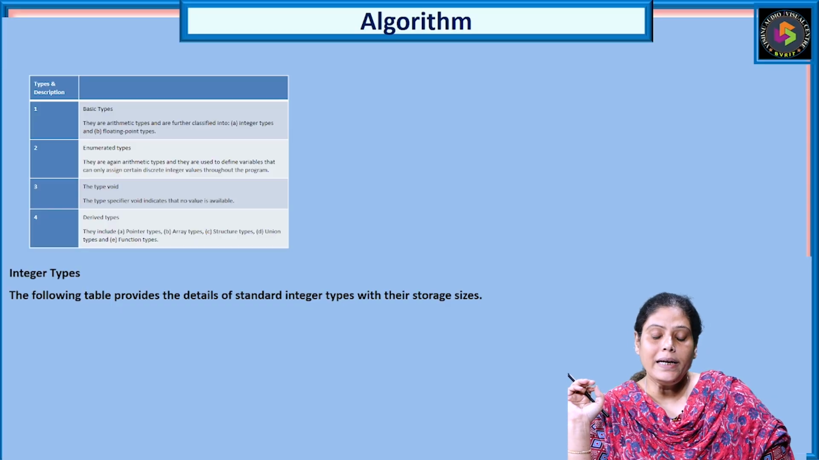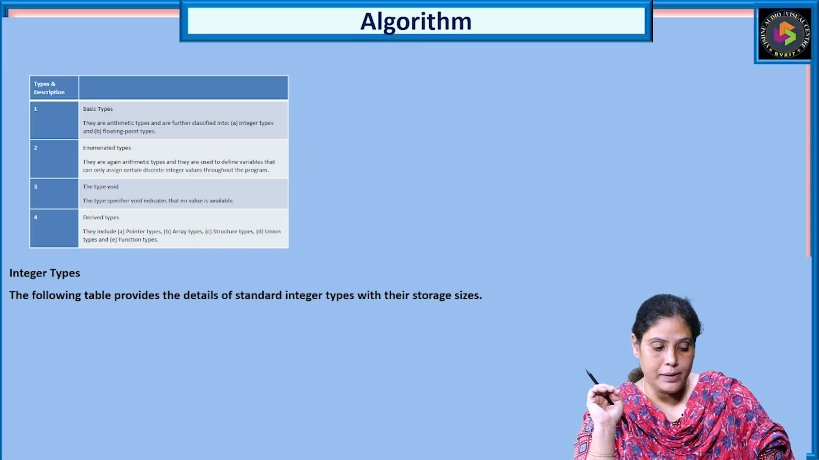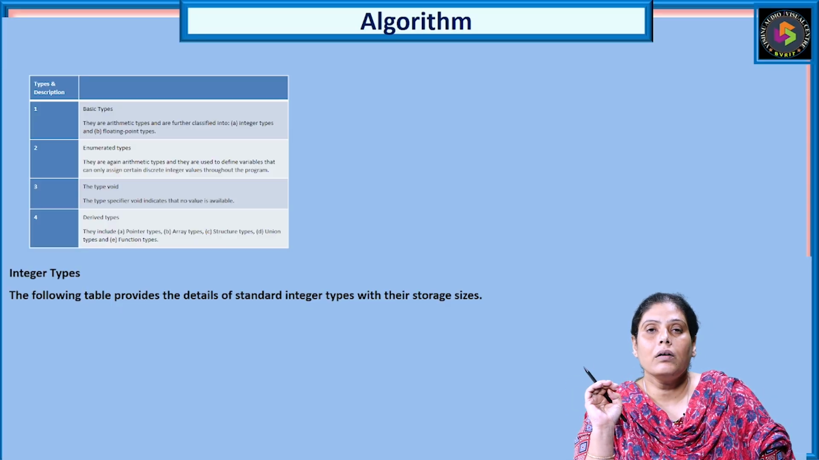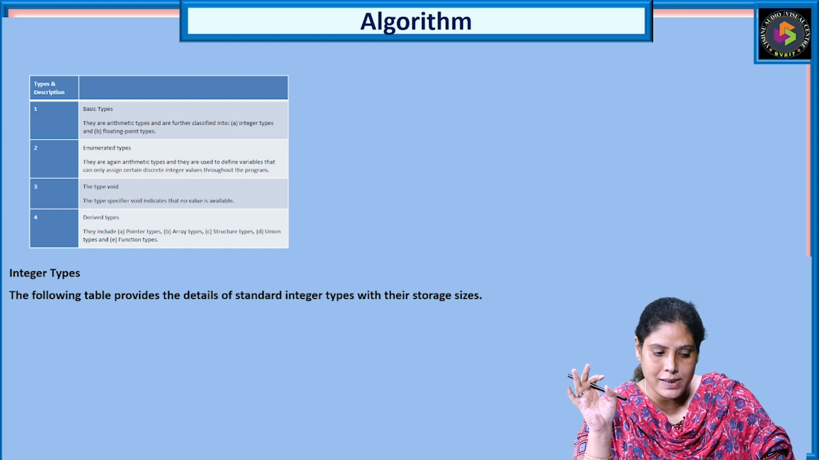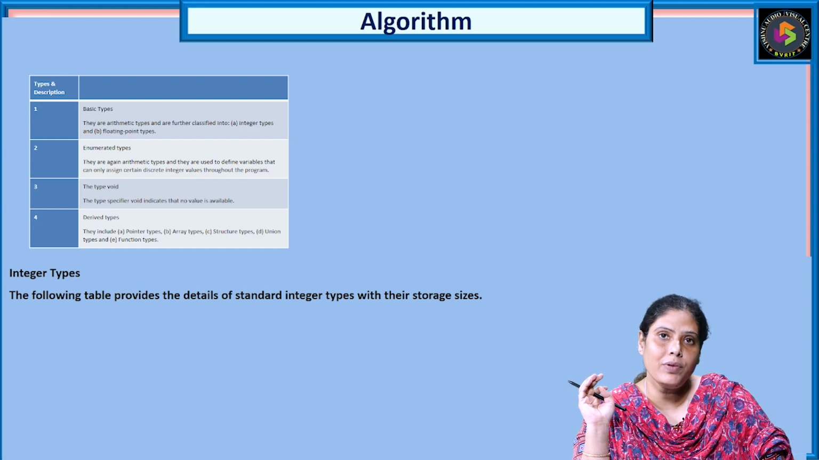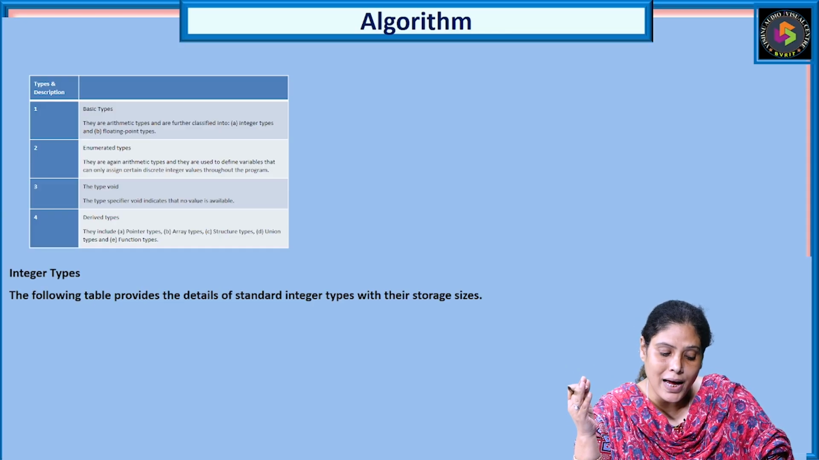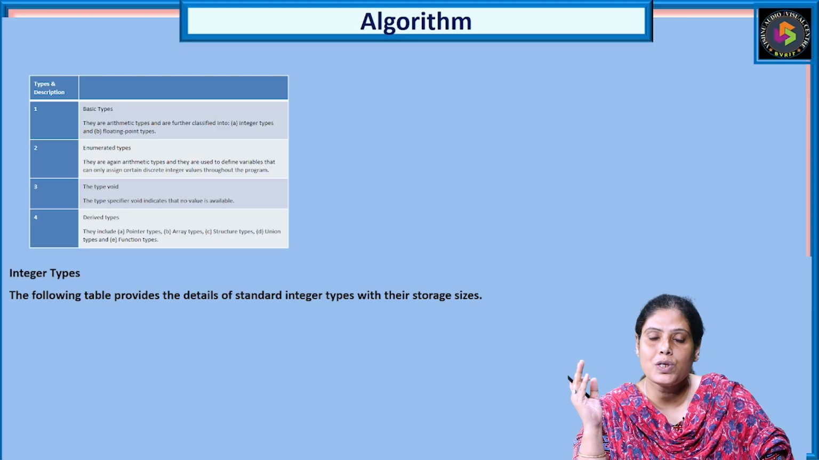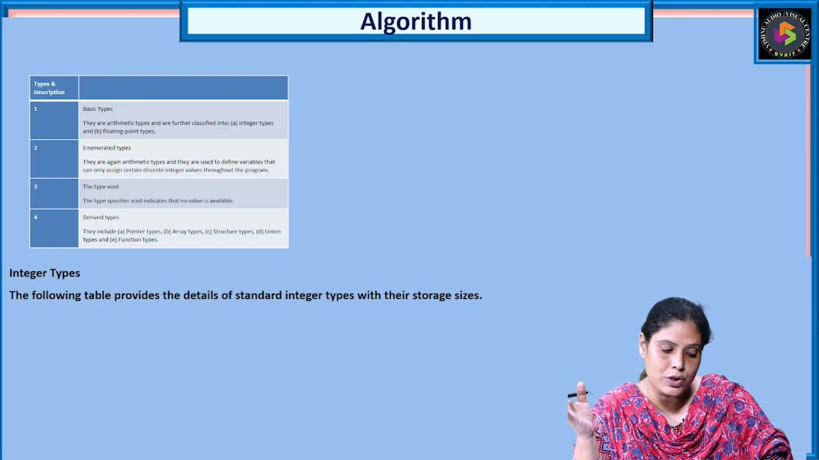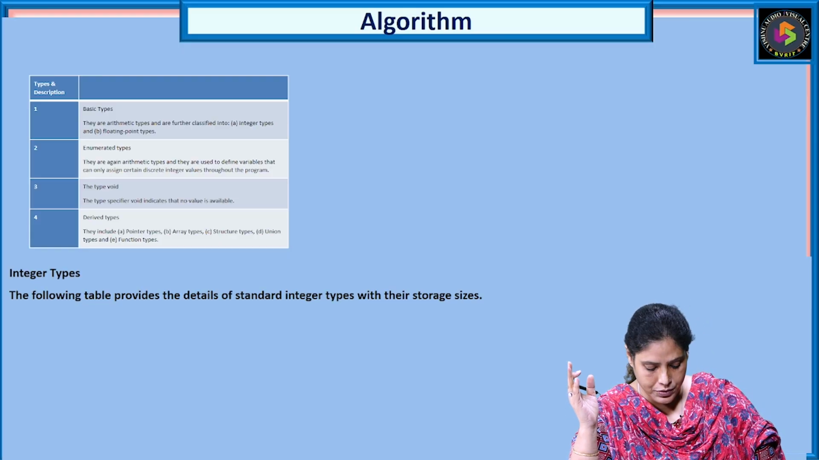So next we need to know what are the data types. C is divided into basic types like the integer and the floating point. Then we have the enumerated types. Then we have type void like we have seen in main. And then we have the derived types, which are the pointer, array, structure, union and function.